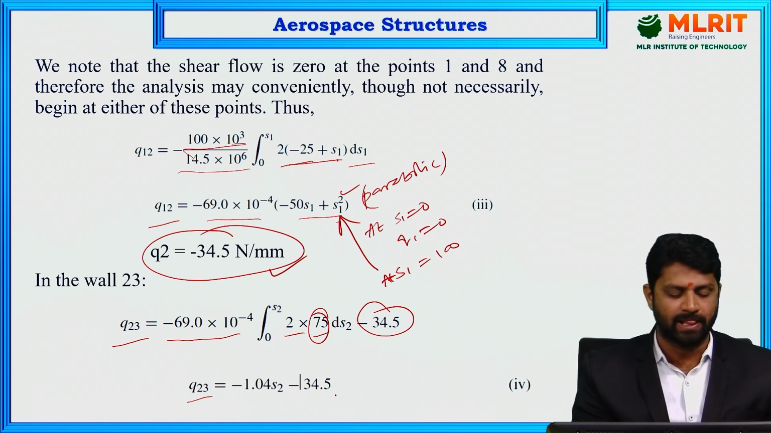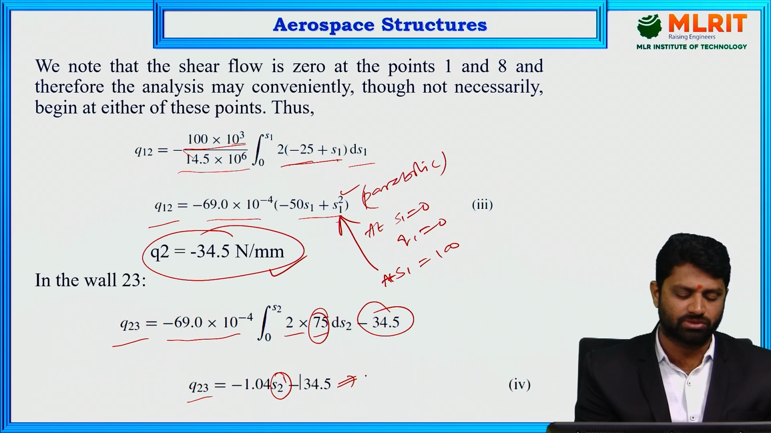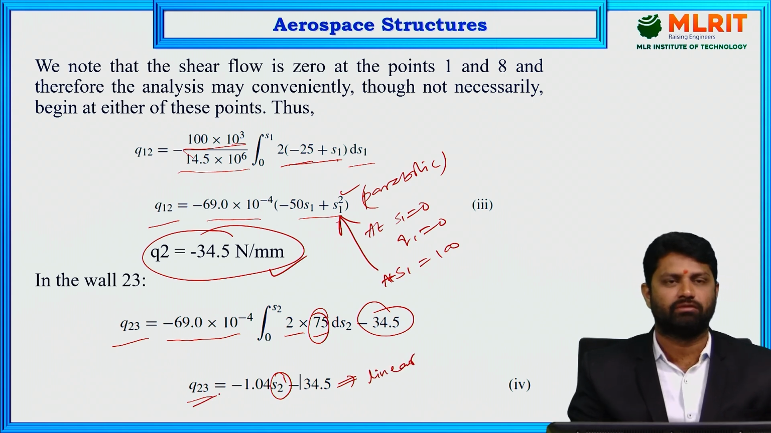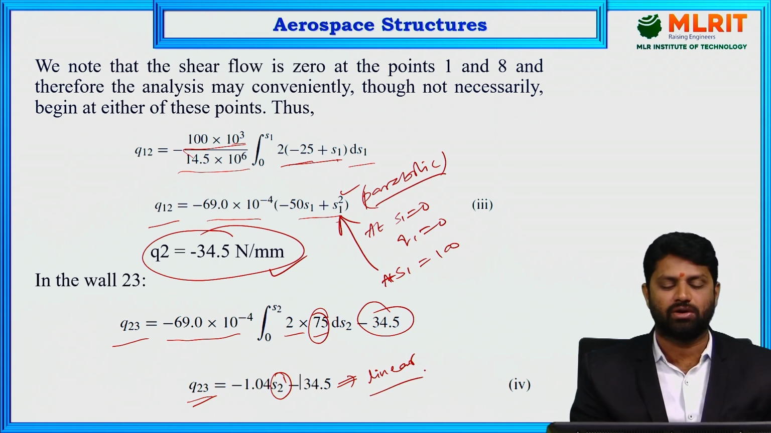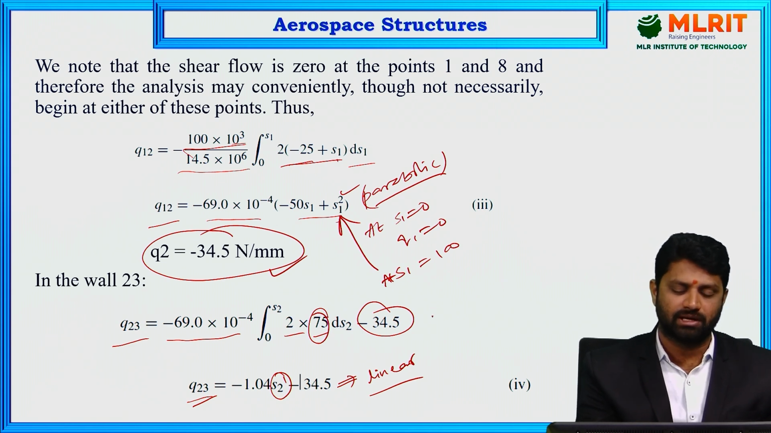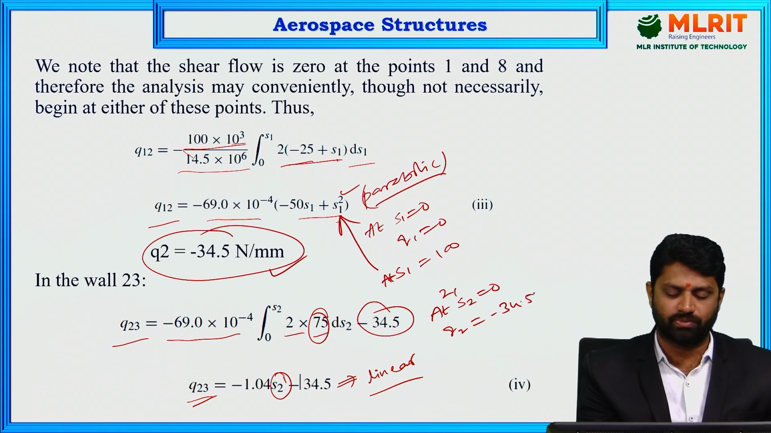Okay, so again if you look at this distribution, S2 is having power 1, so you are going to get a linear curve for the wall 2, 3. For wall 1, 2 we got a parabolic curve, and for wall 2, 3 you are going to get a linear curve. Again you can substitute the boundary condition at 2, S2 equal to 0. So when you substitute in this equation, you are going to get Q2 equals to minus 34.5 Newton per mm, which is similar to the previous one.